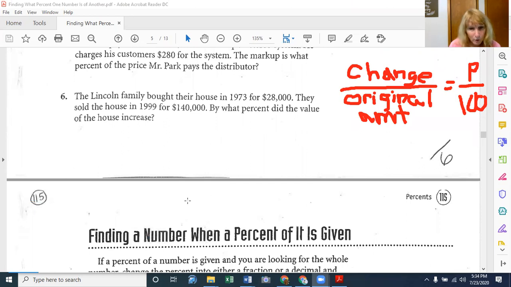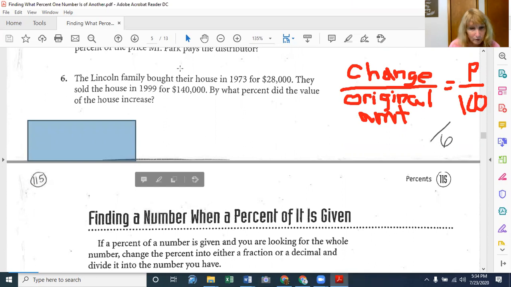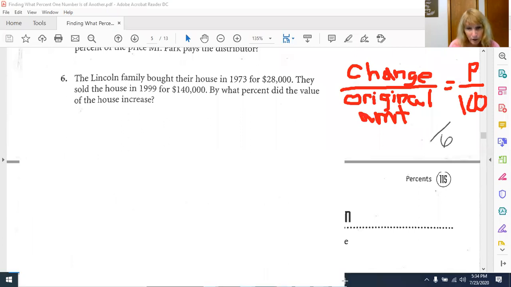Let's go to number 6. The Lincoln family bought their house in 1973 for $28,000. They sold the house in 1999 for $140,000. By what percent did the value of the house increase? Okay, by what percent? That means we're looking for percent, so we know we're going to have a P over 100 on this side. And on the other side, we're going to have change on top. So it was 28,000. It went up to 140,000.